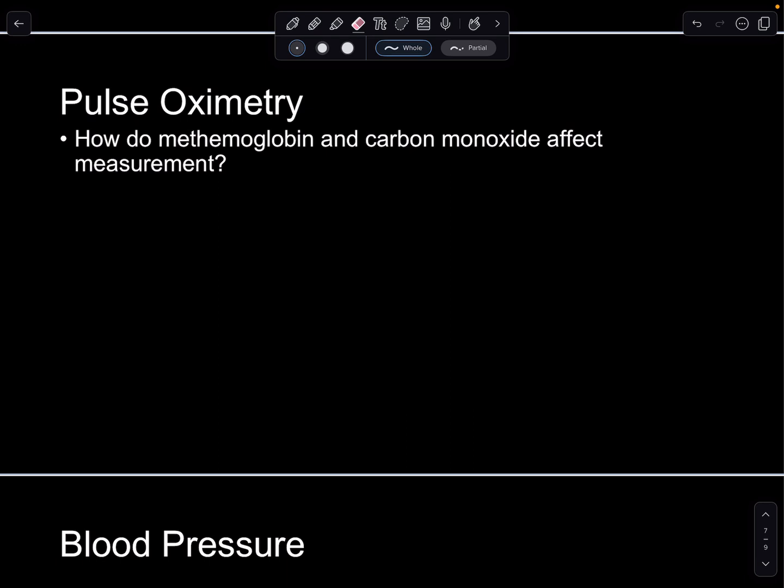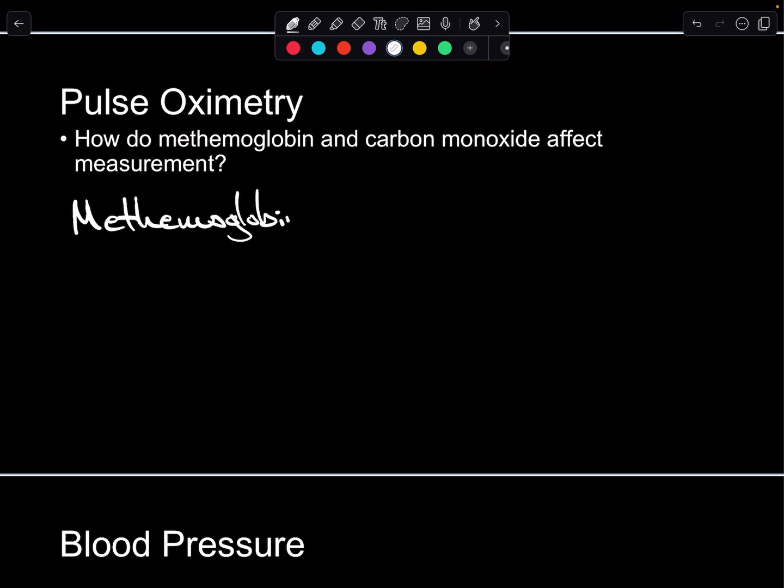So, how do methemoglobin and carbon monoxide affect the SpO2 measurement? So, methemoglobin is going to produce an SpO2 reading of about 85%, regardless of their actual oxygenation status. So, if a patient has a normal oxygenation level around 95%, then it's going to read falsely low because it's still going to read 85%. However, if they're hypoxic below 85%, then it's going to read falsely high because it'll still read 85%.